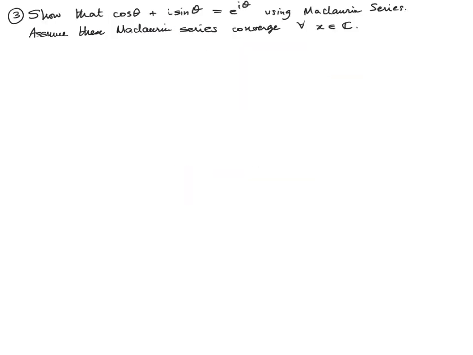So finally, we are now going to know why cosine theta plus i sine theta is equal to e to the i theta. We're going to do it by using Maclaurin series. Now we're going to have to make the assumption that these three Maclaurin series converge for all x in the complex numbers, not just the real numbers.